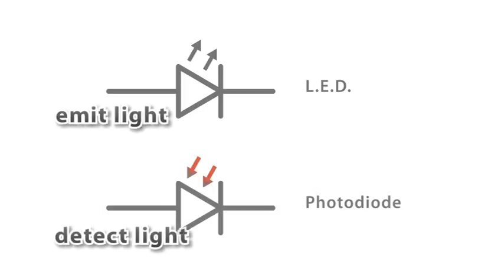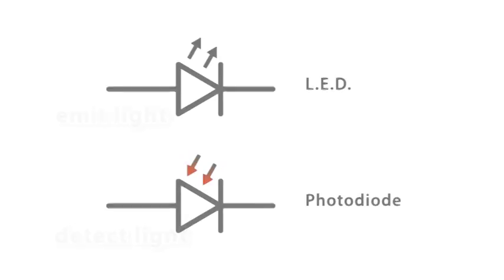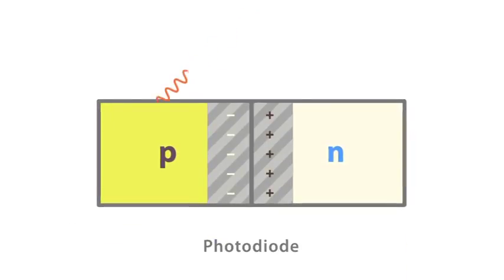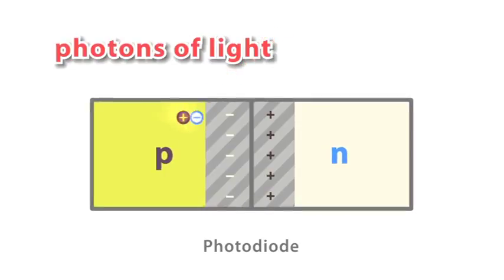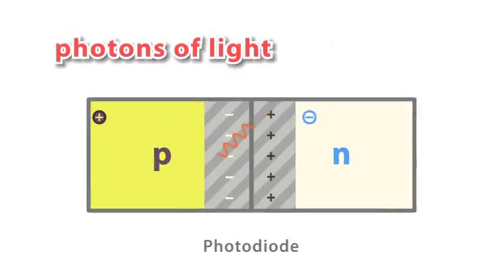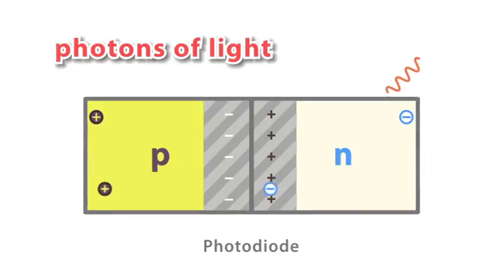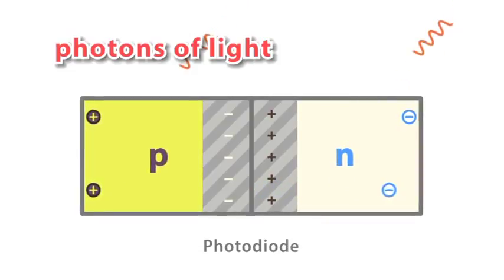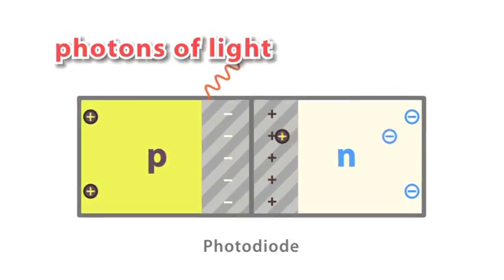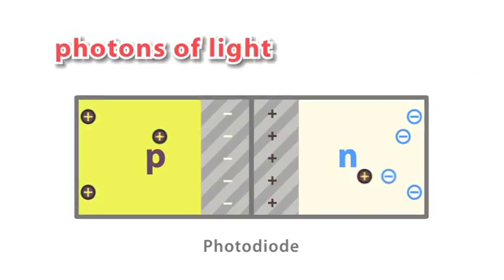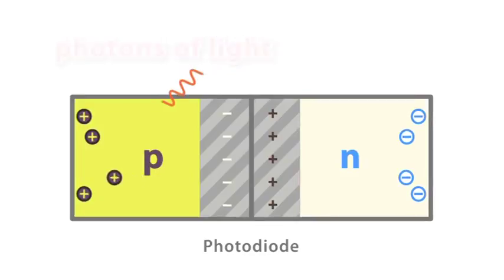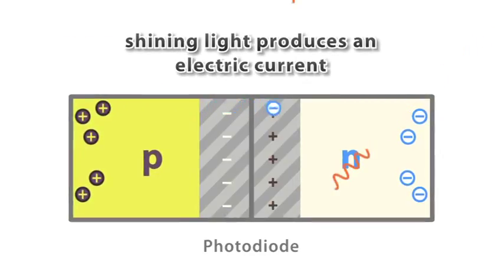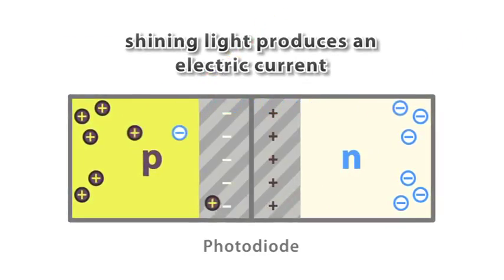Photodiodes work in the opposite way to LEDs in that they detect light. If a diode surface is exposed to light, the photons provide enough energy for electrons in the conduction band of the p-type material to move across the junction. Similarly, holes in the valence band of the n-type material move across the junction to the p side. This means that by shining light on a photodiode, you can produce an electric current.